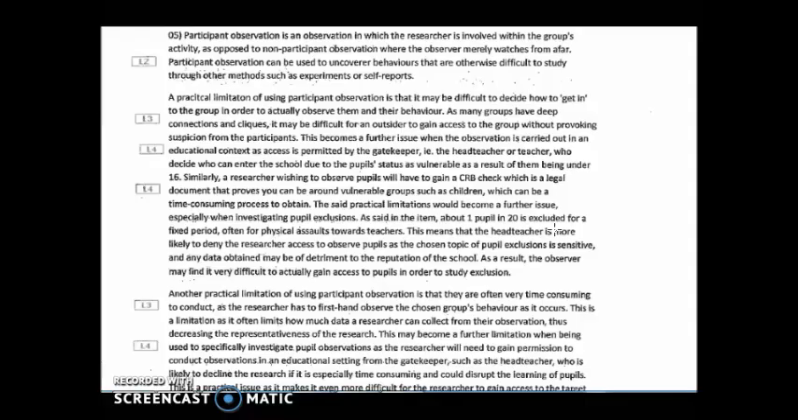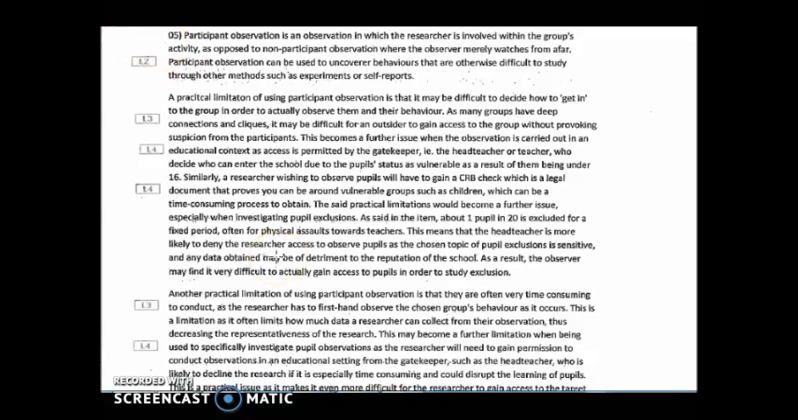And she does this pretty well here. She starts off by explaining what participant observation is. She refers to both participants and non-participants. And then it says it can be used to uncover behaviours that are often difficult to study through other methods. So that only gets level 2. There's no elaboration on there, but at least she's got writing and it's focused on what the question set is.